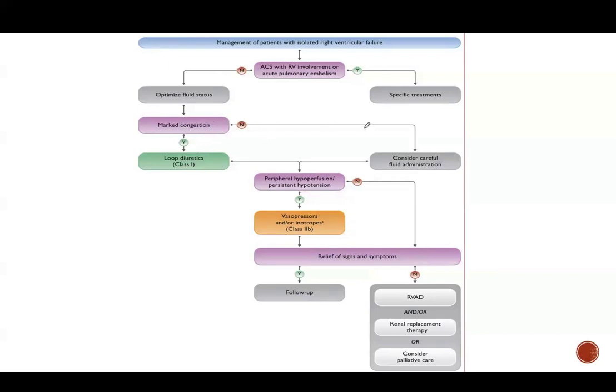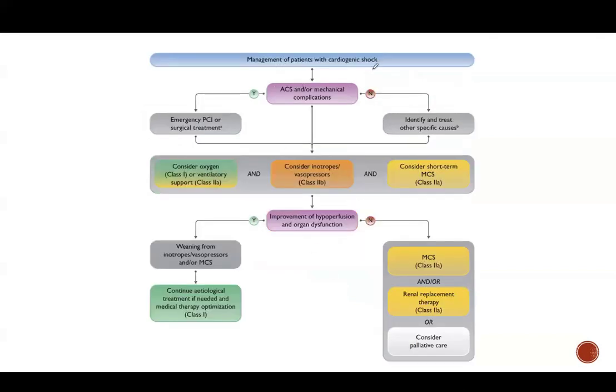If there is no congestion, you should consider careful fluid administration. Next, check whether there is persistent hypoperfusion and persistent hypotension after optimizing fluid status, then you consider vasopressors or inotropes. If the signs and symptoms are relieved, then you just do a follow-up. If it is not relieved, then you should consider a right ventricular assist device and renal replacement therapy, or consider palliative therapy.